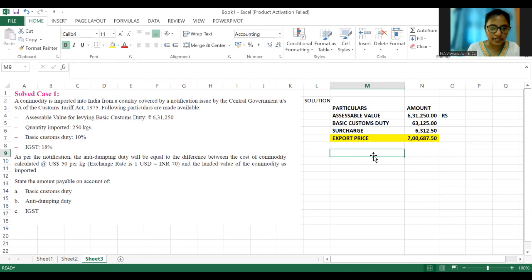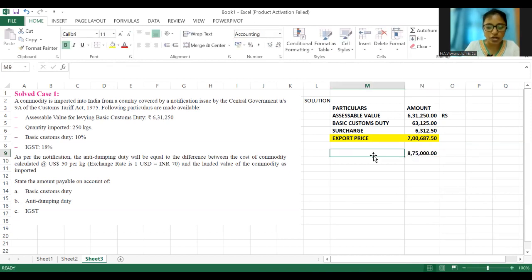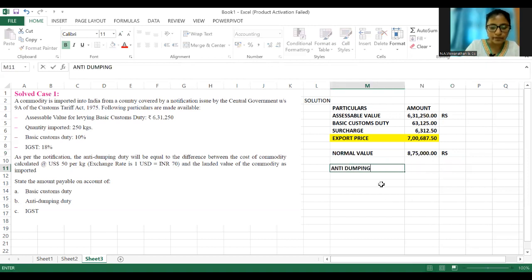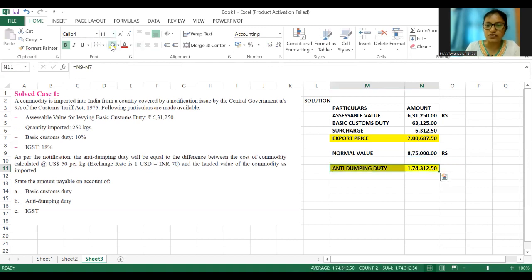But what is the normal value? Normal value is $50 per kg. Total quantity imported is 250 kgs. So 50 into 250 into 70, which is the rate of exchange. So this is your normal value. So what is the difference? We have a difference. The difference will be our anti-dumping duty that has to be applied. So anti-dumping duty is the difference between the normal value and the export price. So this is the anti-dumping duty.